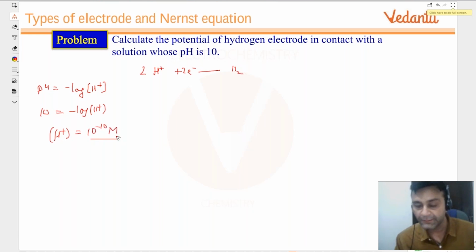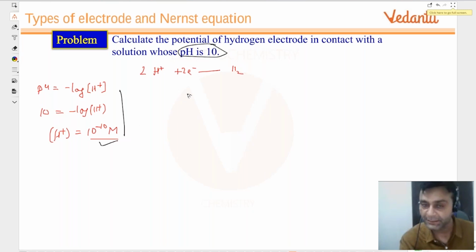Is this clear? Are you getting me? When we are given here the pH is equal to 10, it means the H positive ion concentration is equal to 10 to the power minus 10.